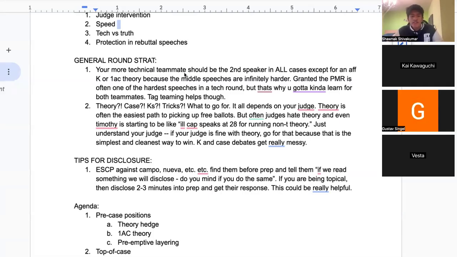So that means the MO has to respond to all the standards, has to do a lot of the work, which means the second speaker once again does a lot of the work. The only exception once again is in the case of an affirmative K or one C theory, but even then, you can kind of script responses. In that case, we'll go over more specific stuff. But with an affirmative K or one C theory, if you're completely unprepared, the more technical teammates should go first to respond.